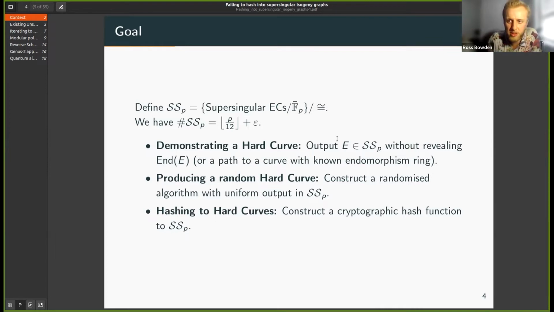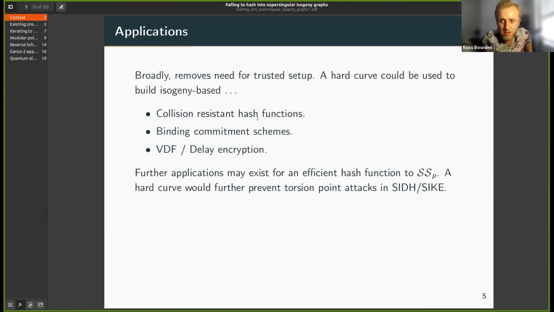Some variants of this problem we could also ask is, once we've got an example of one curve, we call it a hard curve, this curve with unknown endomorphism ring, can we construct an algorithm that samples many from this set, SSP? A slight variant of that is, could we then define a hash function to that set, one that has some of the properties you see in a standard cryptographic hash function? And so, why are we interested in this problem? Some applications are next.